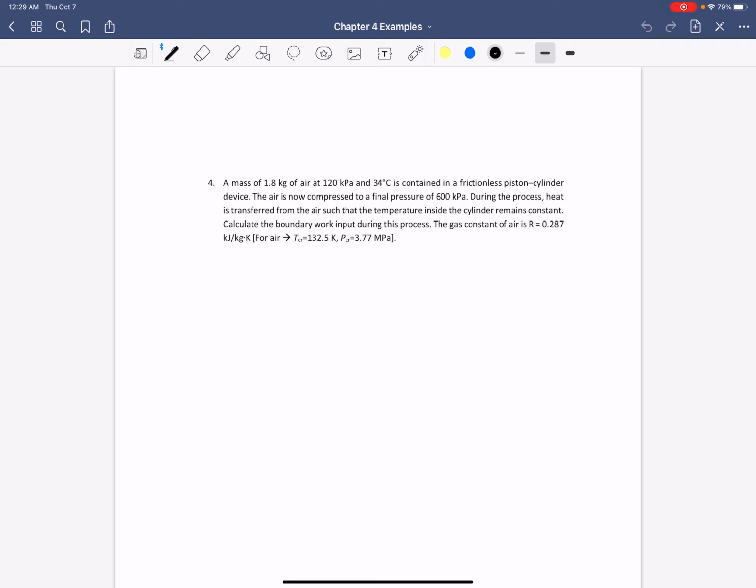during this process. So we know the boundary work is equal to the integral from state 1 to state 2 of PdV. To take the integral, we need to know how to represent P in terms of V. One way is to use the ideal gas equation, and we can assume air to be an ideal gas.